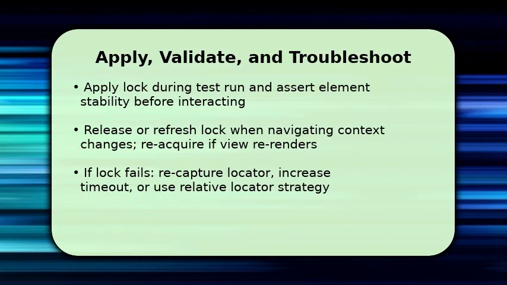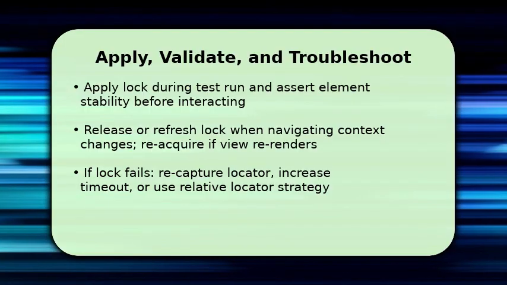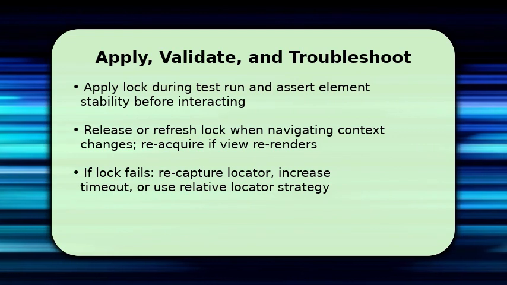If the lock fails, recapture the locator, increase timeouts, or switch to a relative locator strategy. These steps ensure reliable automation and a clear recovery path when AUT behavior changes.